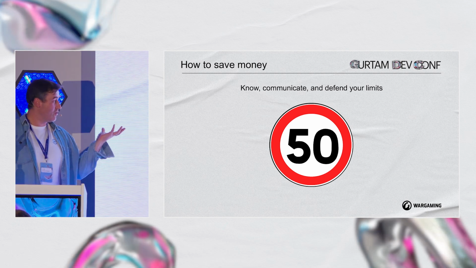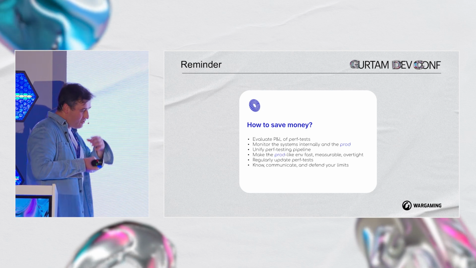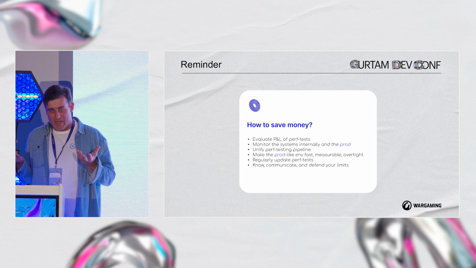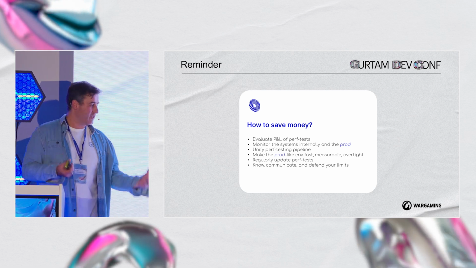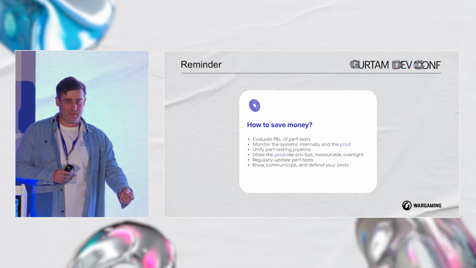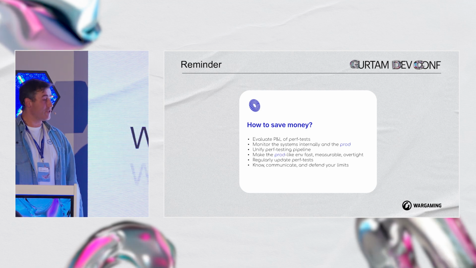So how to save money? Panel of tests, monitoring of your system, unify your pipelines as much as possible, regularly update the tests, and rate limits. And what to avoid?